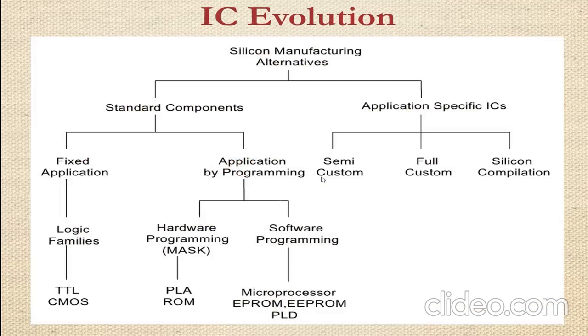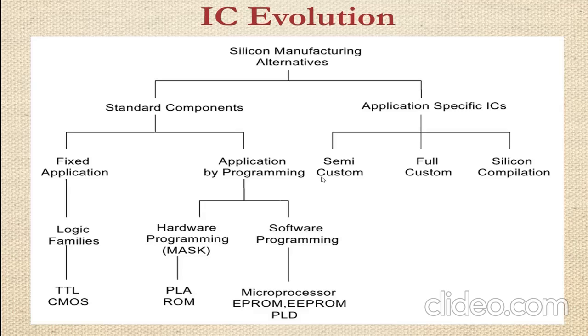So how did this evolution of IC take place? From the number of transistor point of view, we have already seen. From the device point of view, we can classify the manufacturing of ICs in two parts: the standard components and the application specific ICs. The standard components, you have already used, like the fixed application and the different logic families like your TTL or CMOS families, which have ICs like the 74XX series and 54XX series.